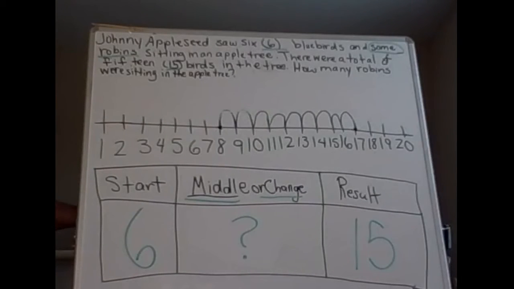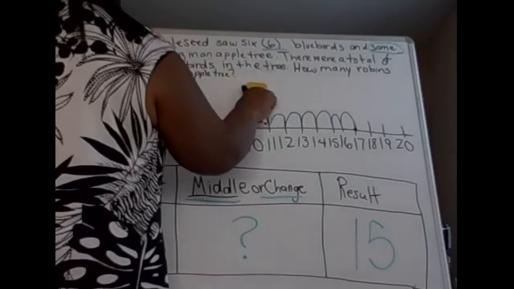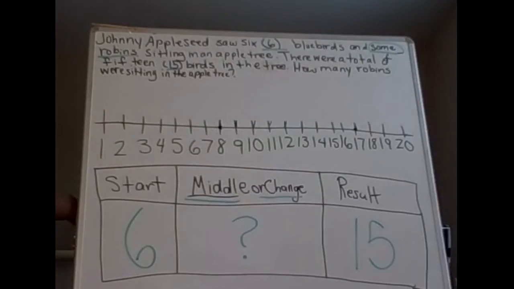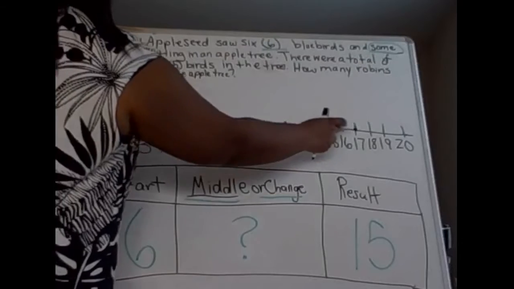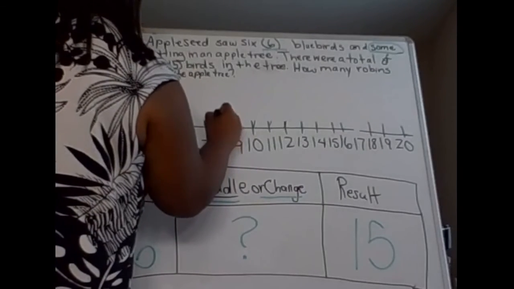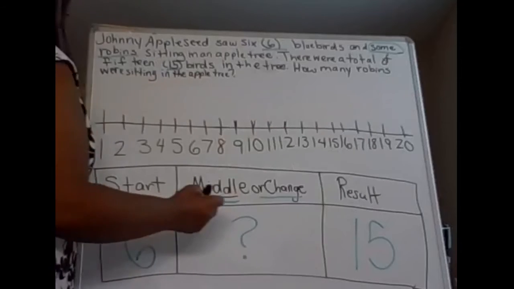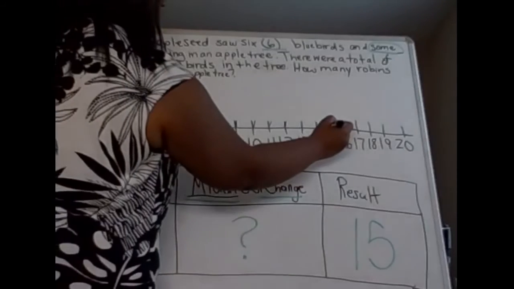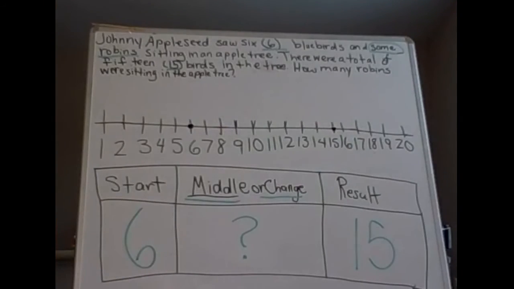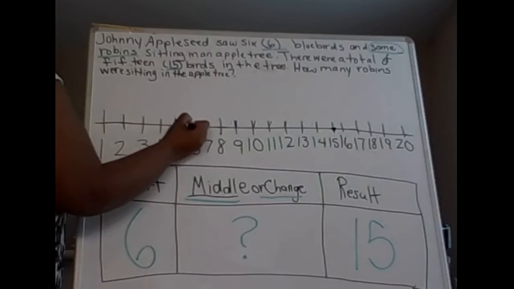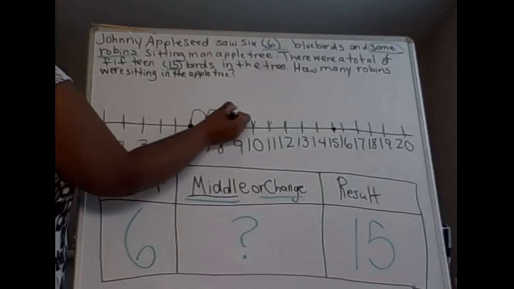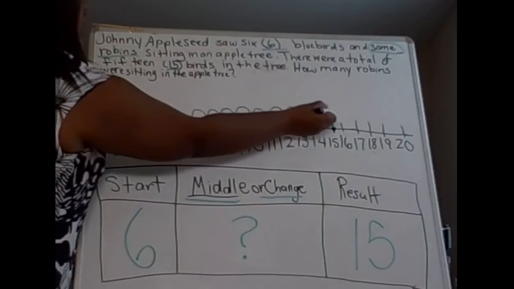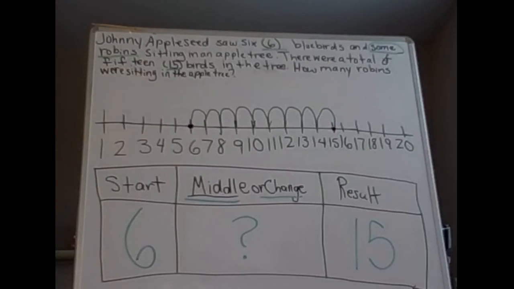Now I have to also change my hops. I'm just going to erase those hops from the first time, and my dots as well. Now I'm going to start at 6, and my result is 15. And now I'm going to count the hops in between. Hop 1, hop 2, hop 3, hop 4, hop 5, hop 6, hop 7, hop 8, hop 9. 9 again.